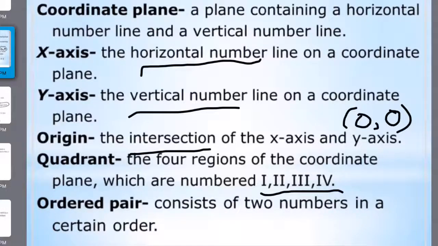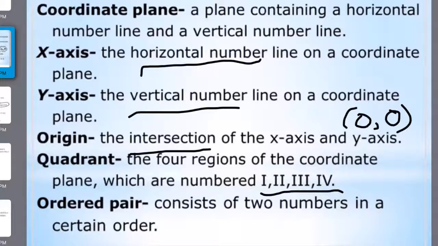The last vocabulary word that we discussed was ordered pairs. An ordered pair consists of 2 numbers in a certain order. Let's get these vocabulary words and definitions copied into our notes, and then we will look more closely at the certain order of an ordered pair.